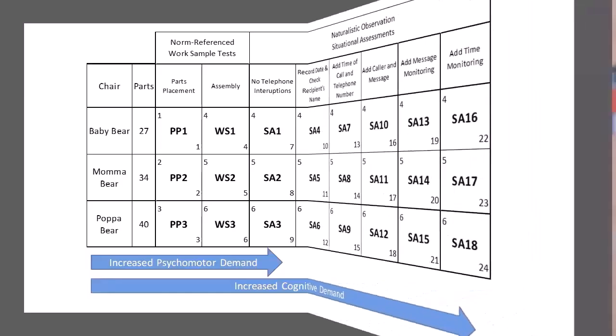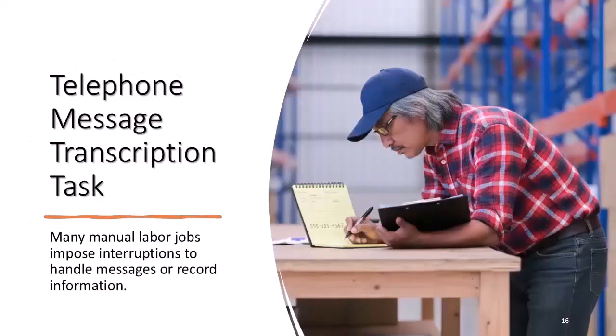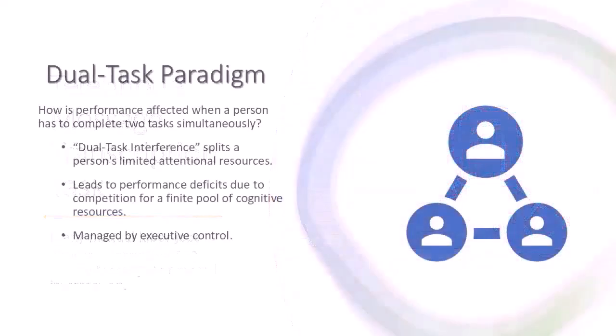How did you address that? Beyond the psychomotor demands, the situational assessments add a layer of cognitive demand through the transcription of telephone messages. This is where the dual task paradigm comes in, assessing critical O*NET cognitive demands such as oral comprehension, time sharing, and selective attention. What do you mean by dual task paradigm? How does that fit into evaluating clients for returning to work?